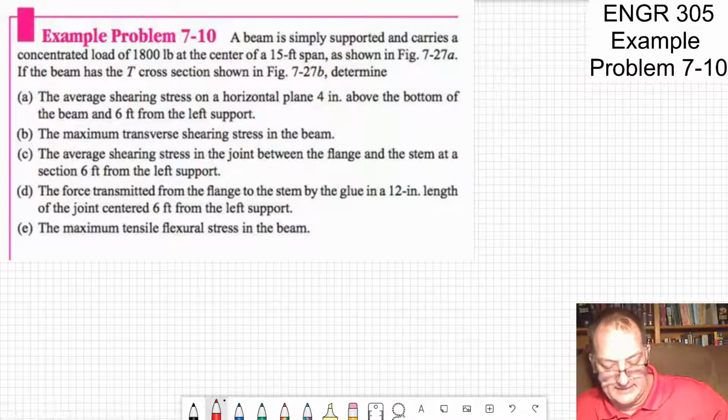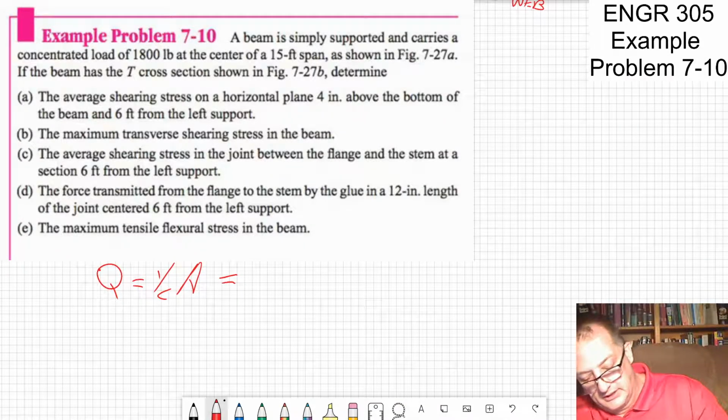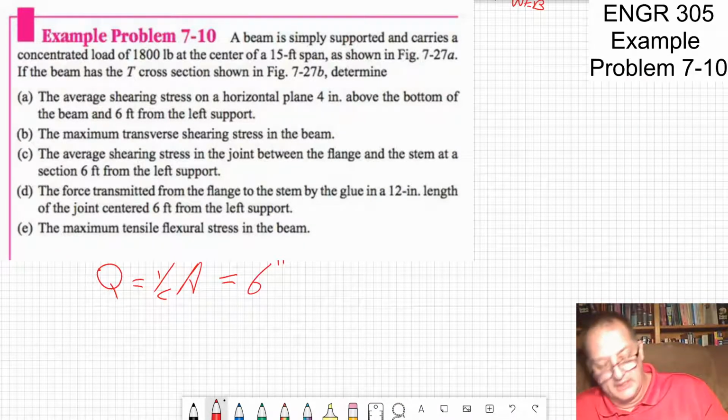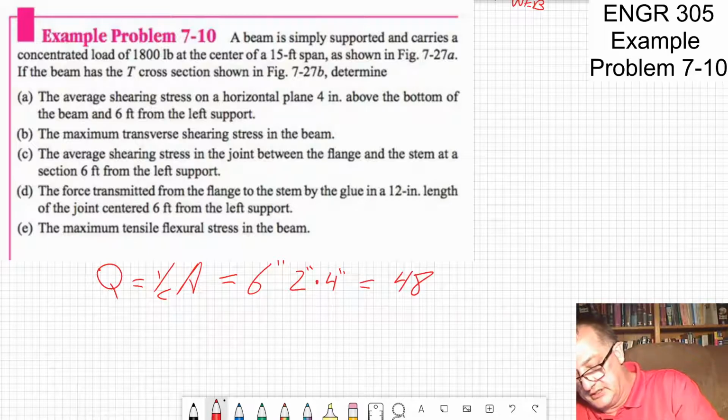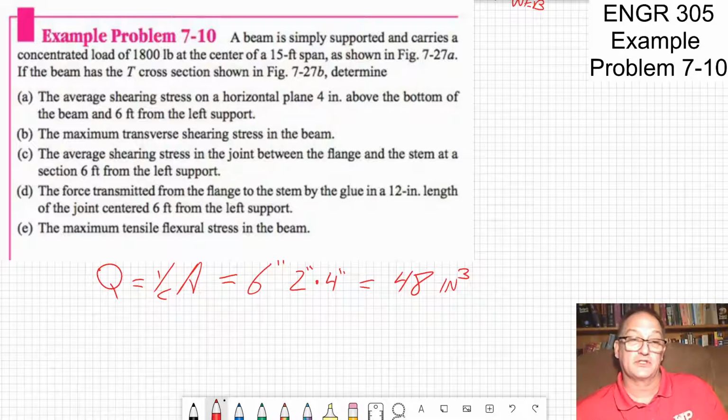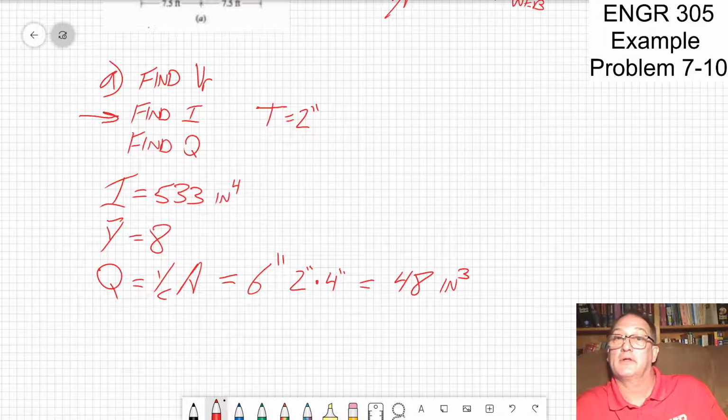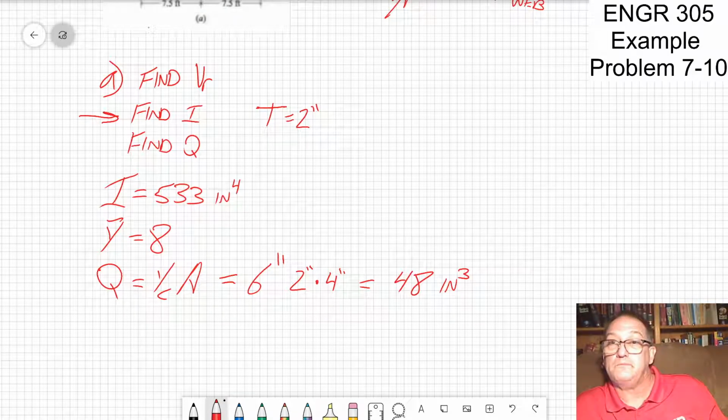So that's 6 inches down times the area, which is 2 inches times 4 inches. So that's equal to 2 times 4 is 8, times 6 is 48. I was going to put inches, but I've got to put inches cubed to get my units. And so I've got that. There you go. Let me get rid of that little part there too. All right, so I found Q.